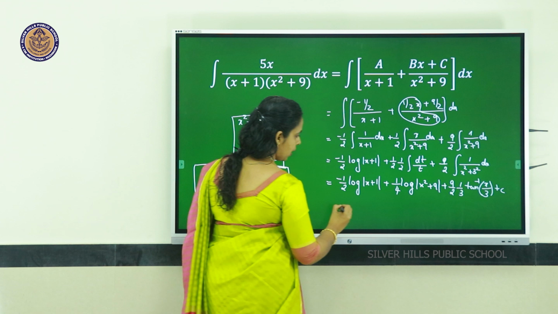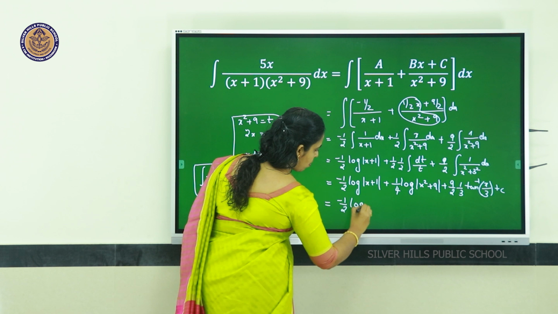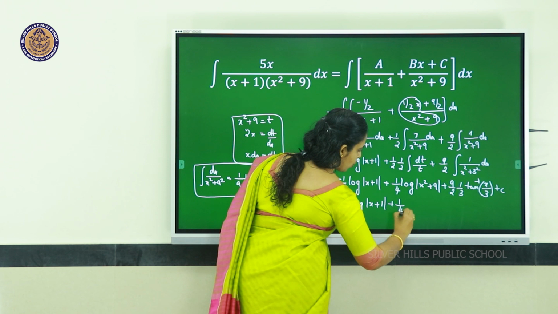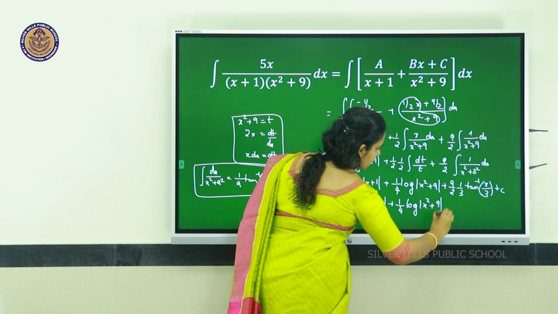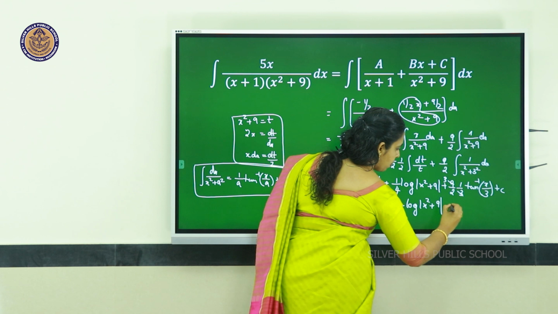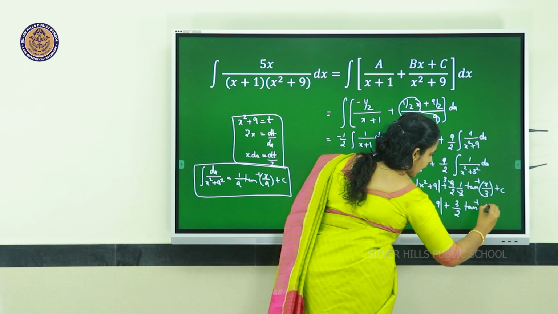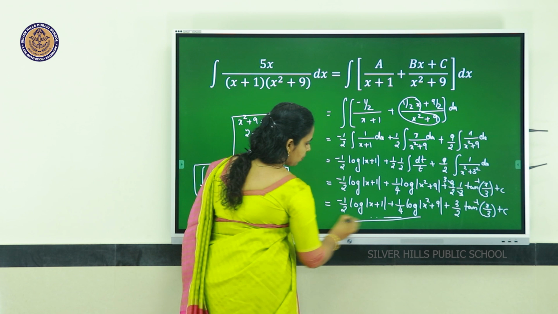Final step: minus 1 by 2 logarithm of x plus 1 plus 1 by 4 logarithm of x square plus 9. Then 9 and 3 cut. You will get here 3. So, plus 3 by 2 tan inverse x by 3 plus c. This is the final step. Another example of similar kind.